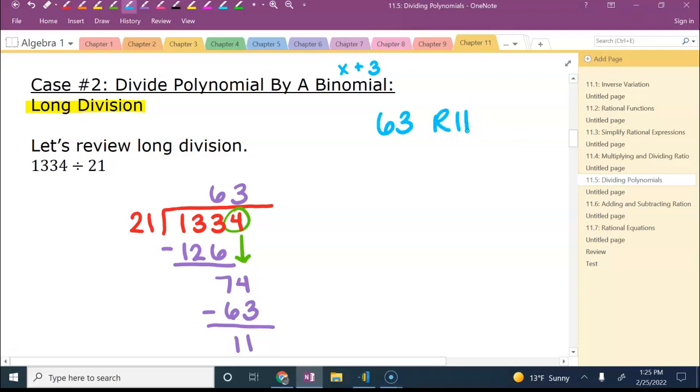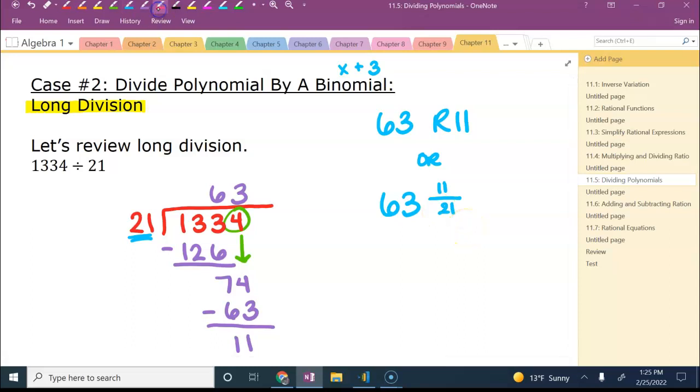But like I had said, this really brought us into the idea of fractions. So it can go in 63 whole times, and then that remainder means that there's a portion that it can go in, but not completely because it doesn't go in perfectly. So to write it as a fraction, we would do 63, your remainder goes on top, 11, and then what you divided by goes on the bottom. So 63 and 11 over 21.